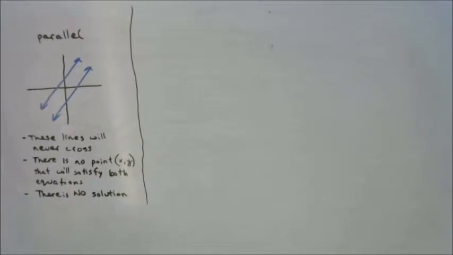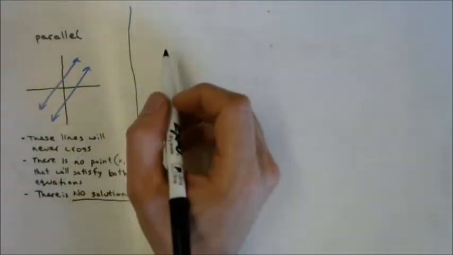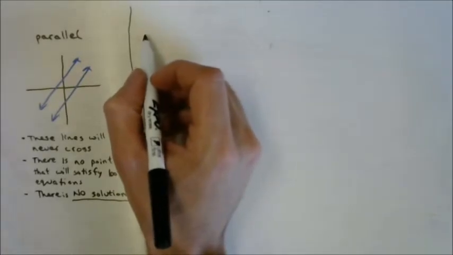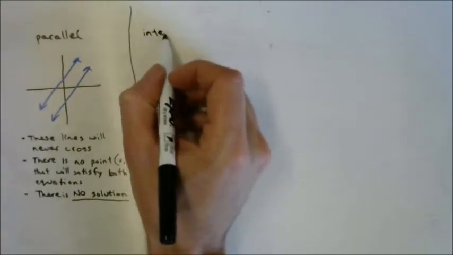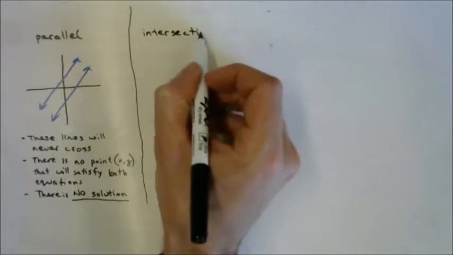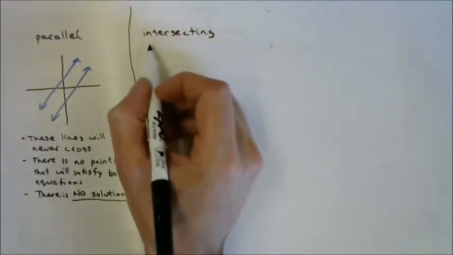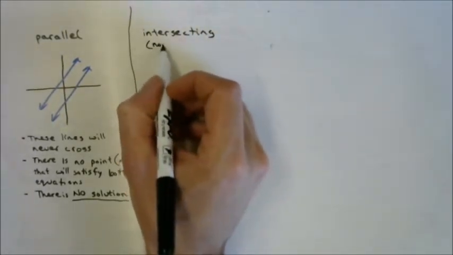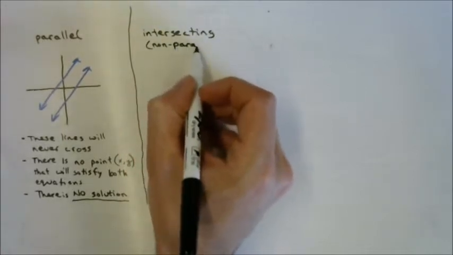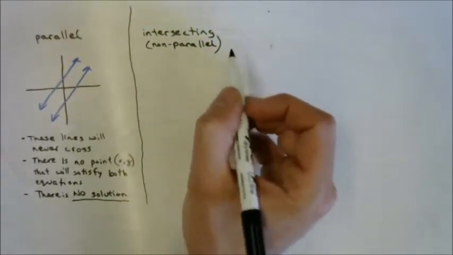Now, if you cannot find the point of intersection, if there is no solution, then you know those lines are parallel. Even if you don't know the slope of each of those lines, you can tell that they're parallel if there's no solution. If you find a solution, you know they're not parallel. You know they're one of these two options. They are, I'm going to use intersecting, and then maybe in brackets underneath that, you can just write non-parallel.